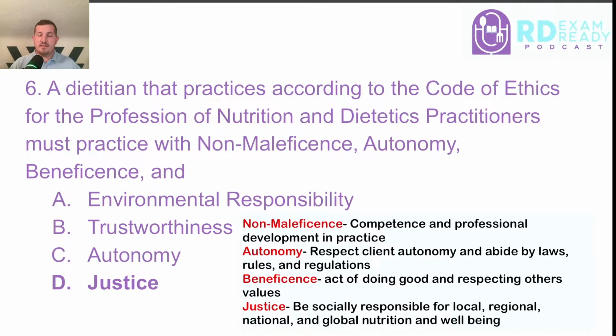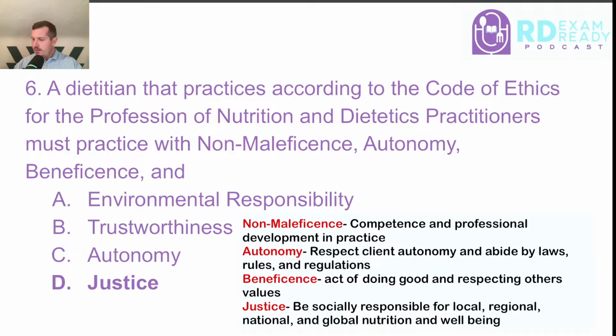Non-maleficence would be basic. I just gave you some summary words here. This is competence and professional development and practice. It would be things like attending professional practices, staying up to date, using evidence-based research, doing the right things that we should do for the code of ethics for dietitians in that case. Okay.